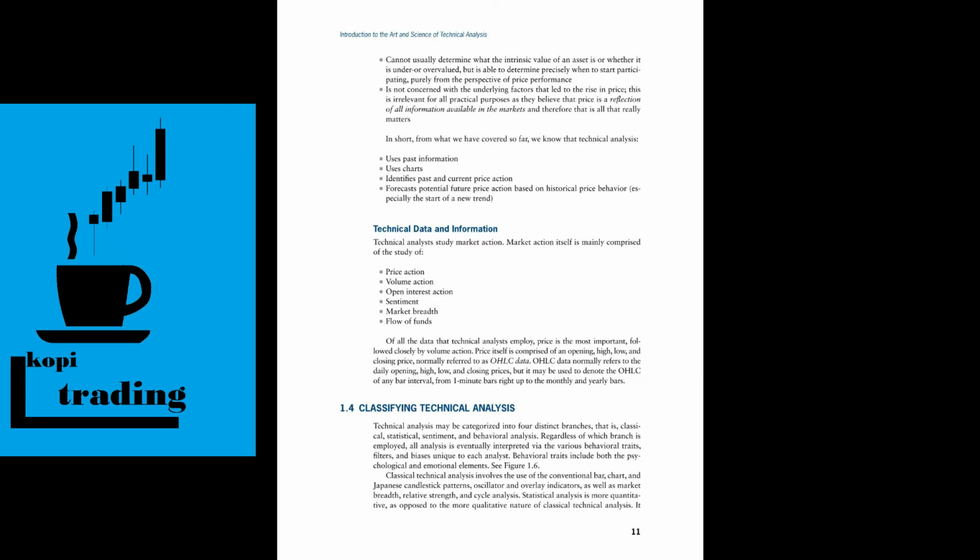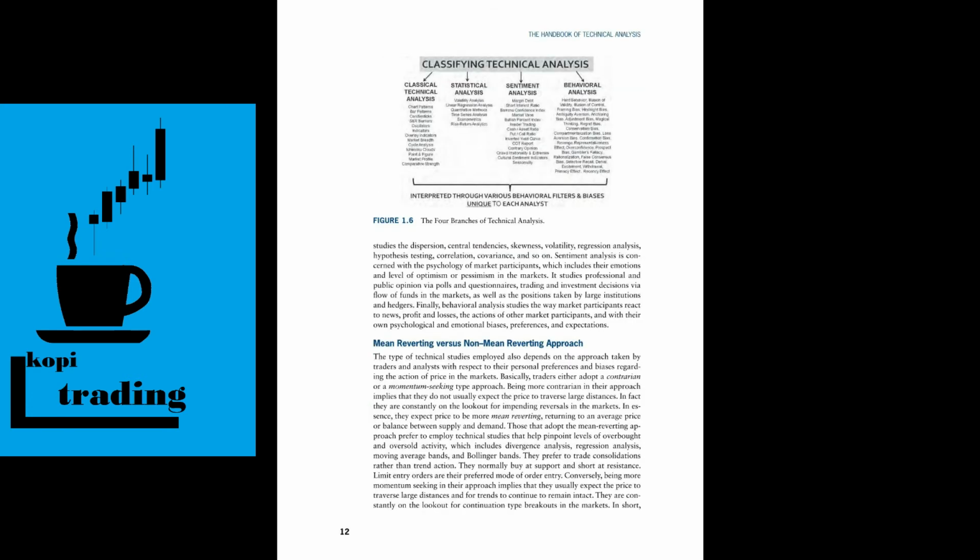See Figure 1.6. Classical technical analysis involves the use of the conventional bar chart and Japanese candlestick patterns, oscillator and overlay indicators, as well as market breadth, relative strength, and cycle analysis. Statistical analysis is more quantitative, as opposed to the more qualitative nature of classical technical analysis. Figure 1.6. The 4 branches of technical analysis. Studies the dispersion, central tendencies, skewness, volatility, regression analysis, hypothesis testing, correlation, covariance, and so on.